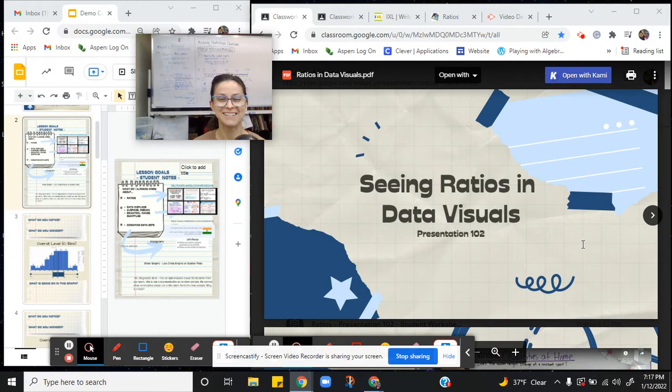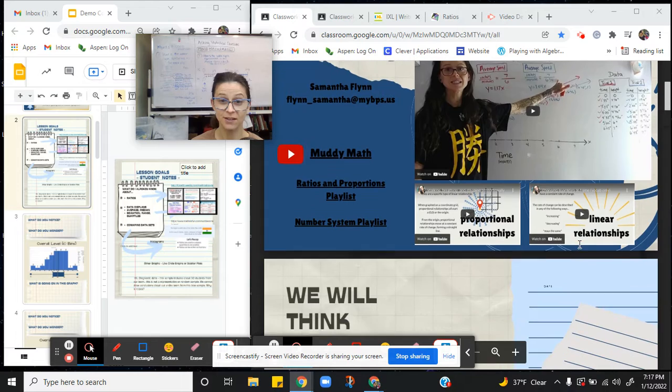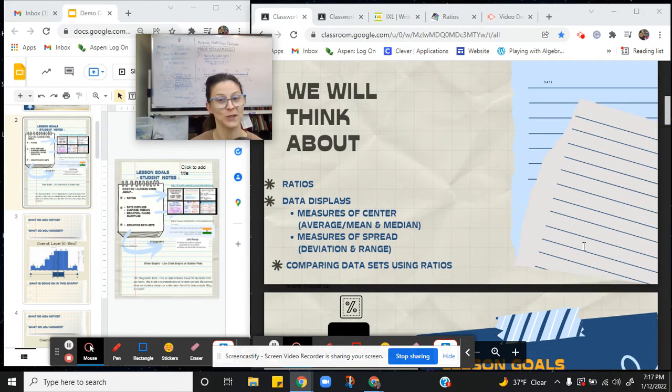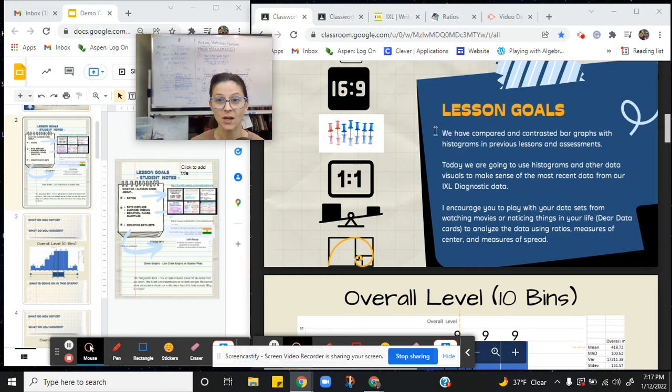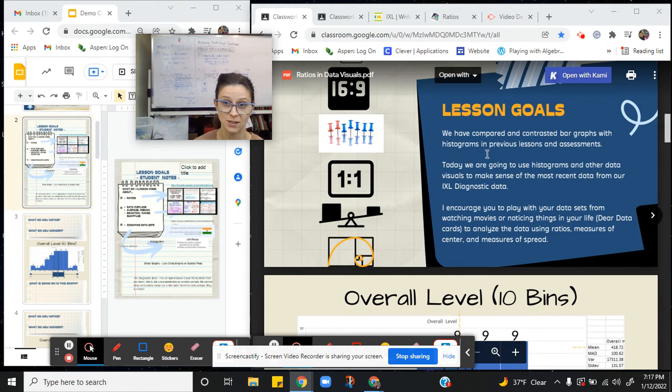Seeing data, seeing ratios in data visuals, presentation 102. We'll be thinking about ratios, data displays, and comparing data sets using ratios. Our goals are to use what we have already done, comparing and contrasting bar graphs with histograms in previous lessons and assessments. Today, we are going to use histograms and other data visuals to make sense of the most recent data from our IXL diagnostic data.